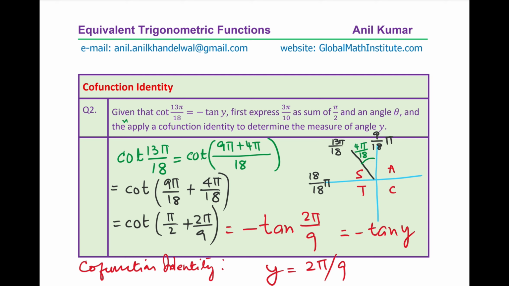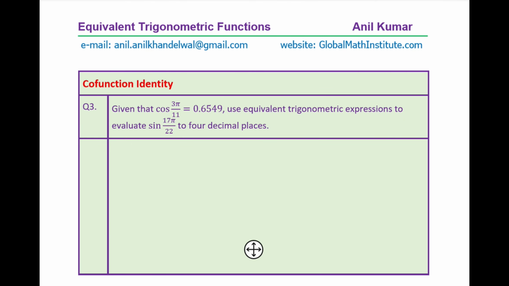Is that clear to you? Now take up question number 3. It says given that cos of 3 pi by 11 is 0.6549, use equivalent trigonometric expressions to evaluate sine of 17 pi by 22 to 4 decimal places. So basically in this question we are given that cos of 3 pi by 11 is equal to 0.6549, correct? And what do we need to do?